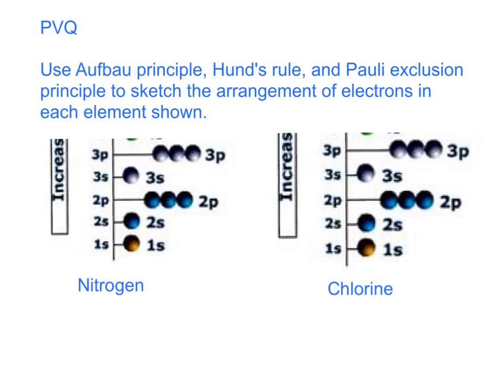I've given you probably more than enough orbitals, so there's going to be some unfilled orbitals in each one of these, but fill in the electrons. Remember, we're going to use little up and down arrows to represent the electrons in an orbital. So see if you can do that for the elements shown, nitrogen and chlorine, and we'll see how you made out with that tomorrow or the next time we meet.